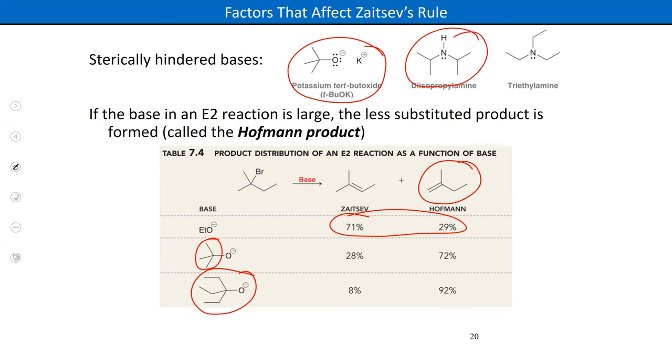These are the other common sterically hindered bases: diisopropylamine, triethylamine. Those ones don't have a negative charge though, so unless you deprotonate them, they're not as strong of a base. They're sterically hindered weak bases. If you deprotonate them, then they're sterically hindered strong bases. So going back to that figure, when we come back from break, that's going to wind up making a difference, right?